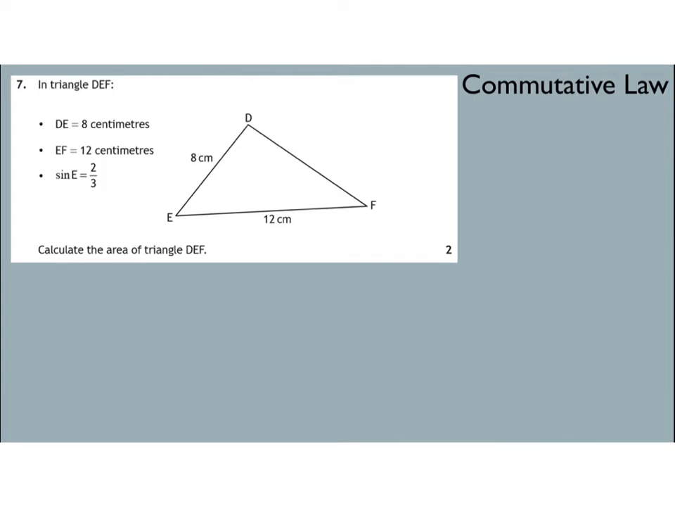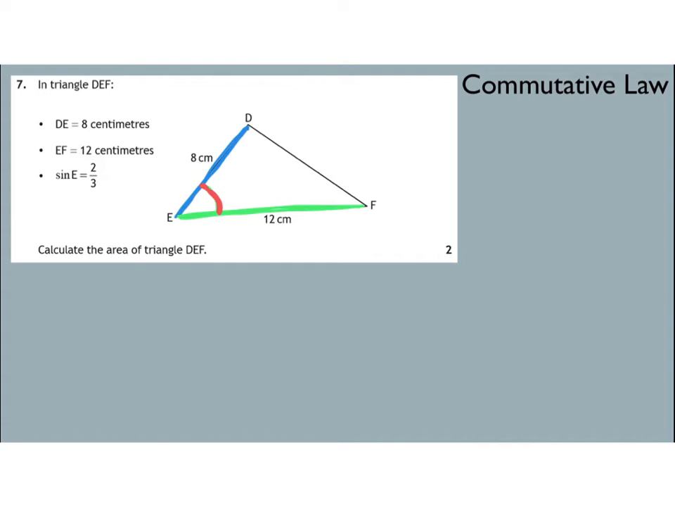In a triangle DEF, DE is 8 centimetres, it says. There's DE along there, it runs between D and E. And EF, which runs between E and F, obviously, is 12 centimetres. And it also tells us that the answer to sin E is 2/3. Now, those two lines make angle E there. Okay. Right. Calculate the area of triangle DEF.